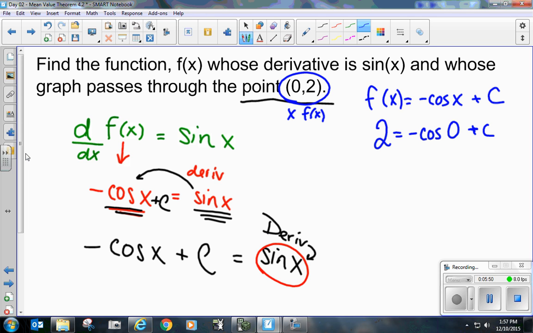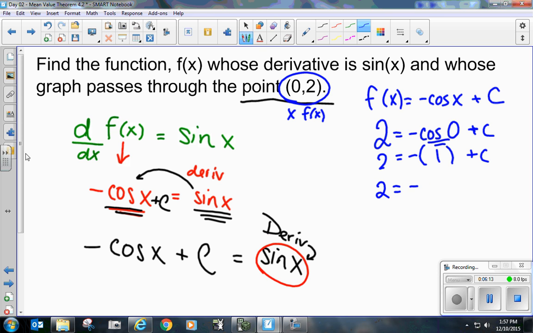Everything in here is always radians. So what's the cosine of 0 radians, at 0 degrees? It's still 1. Don't forget, 0 is still 0 no matter what it is. So this is negative 1, because cosine of 0 is 1.